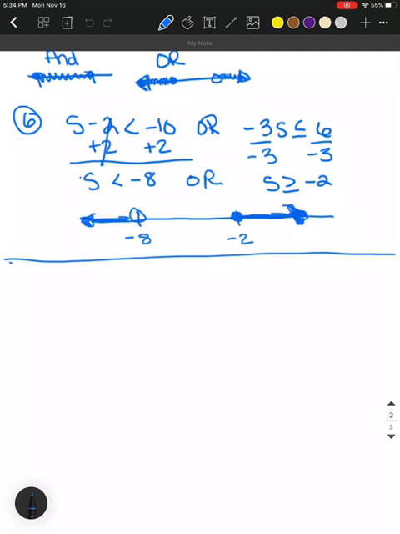Okay, welcome back to part 2. We're on 7 through 11 now. Problems number 7 through 9 are absolute value equations and inequalities.